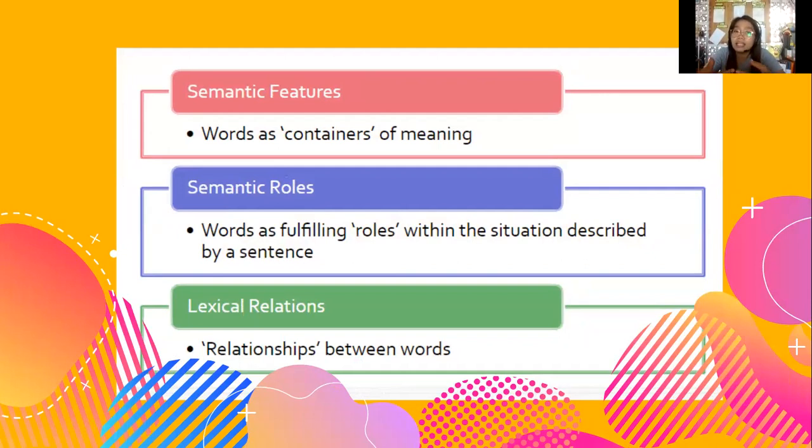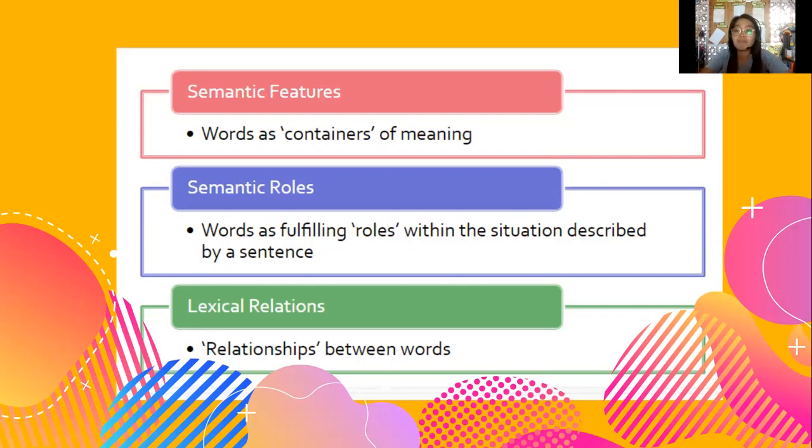Kapag naman nasa idea tayo ng associative, you'll be thinking about the words that have a relation to the snake. Such as kapag nakarinig tayo ng snake, makakapag-isip agad tayo ng danger, ng death, o di kaya naman ay betrayal. So, ganyan ang work ng isang associative meaning. Nagbibigay tayo ng mga words that are related somehow to that word. So now let's proceed to the idea of semantic features, semantic roles, and lexical relations.